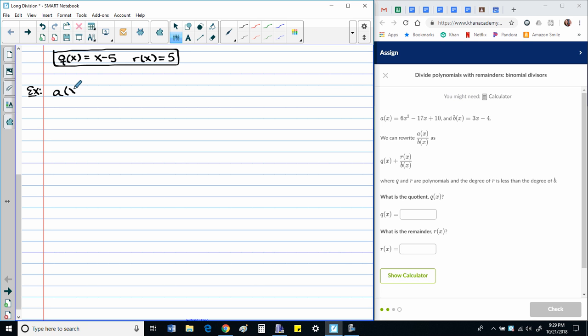A of x equals 6x squared minus 17x plus 10. B of x equals 3x minus 4. Okay, so grab my other color and I go, all right, well, this is a binomial, but it's not a plain x. So that means that we cannot do synthetic division. We have to do long division. Alrighty, so 3x minus 4 goes here.